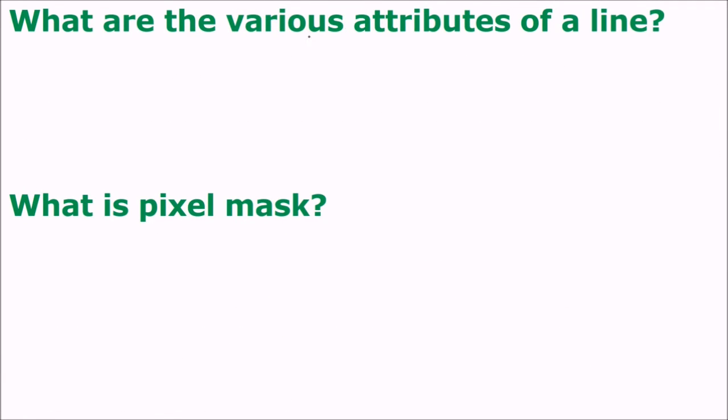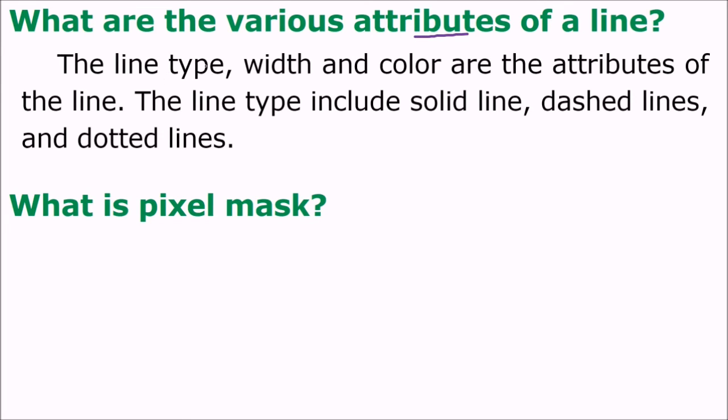What are the various attributes of a line? For a line, it can be line type, width, color. These are all the attributes of a line. And the line type includes the solid line, dashed line, dotted line.